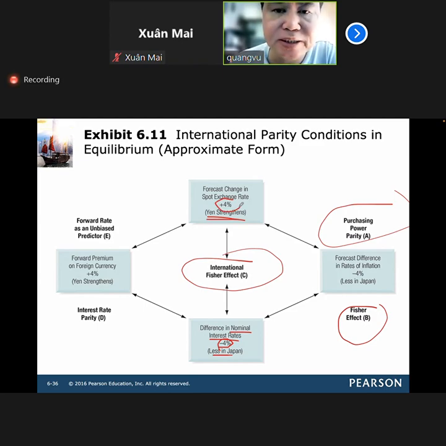A lower interest rate currency will become stronger. A higher interest rate currency will become weaker, to avoid any arbitrage opportunity in the future, to make sure no free lunch exists in a perfect market. So we're done. Now, let me give you an example about the international Fisher effect.